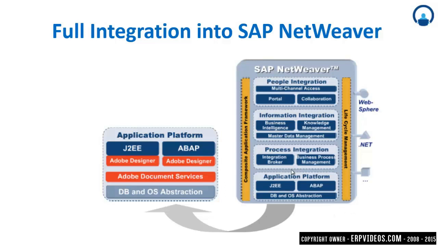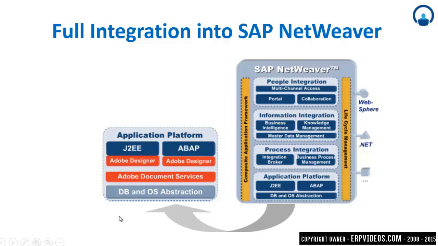Here the application platform, which has been connected to the Adobe Designer, is divided into two parts. One is the Java part, another is the ABAP part. Under the ABAP part we have the ABAP Workbench, and under the Java part we have Web Dynpro. So this is the fully integrated part with SAP NetWeaver to the Adobe Forms.